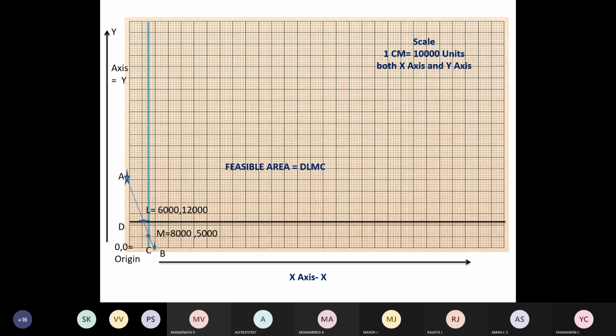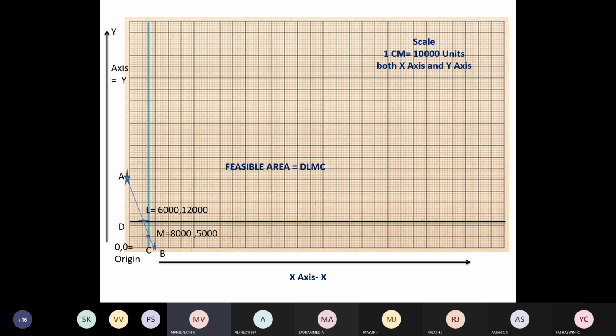Got it? Is it cleared? Line C is cleared. Yes, sir. No doubt, right? Now, if you go for D, what does D state? D is 0 and then 12,000, right? Yes, sir. 0, 12,000 means X is 0, Y is 12,000.